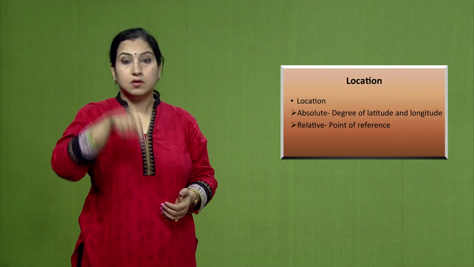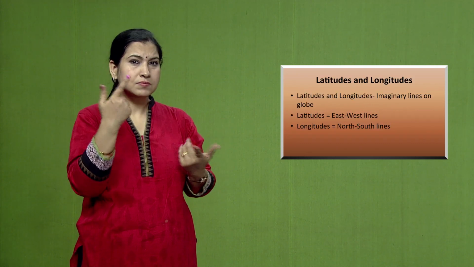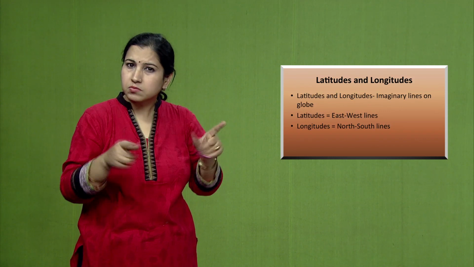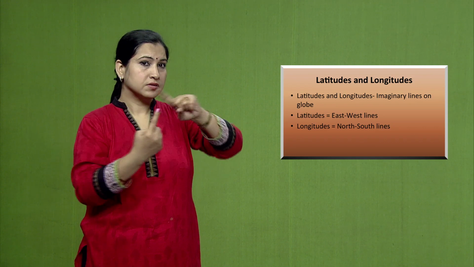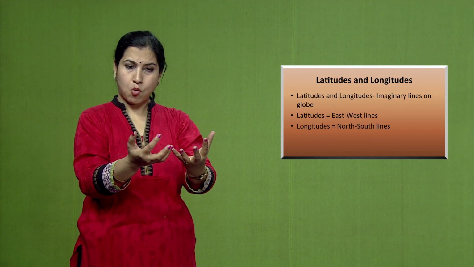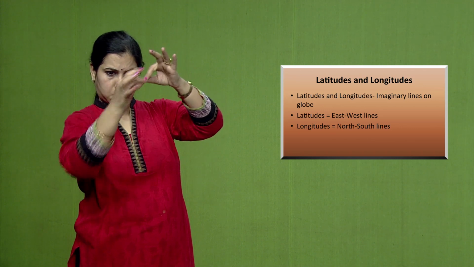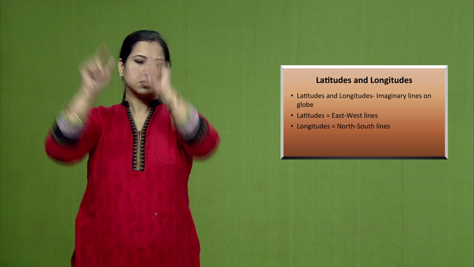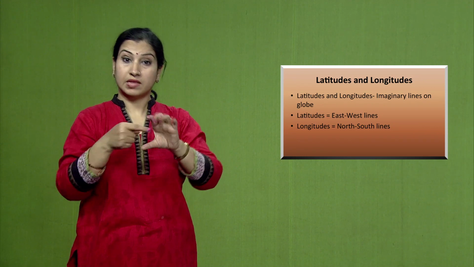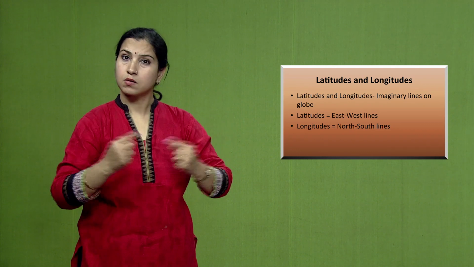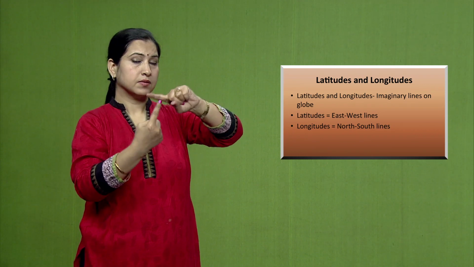Now you must be thinking, what is latitude and longitude? In general, these are the imaginary lines drawn on the globe to know the exact location of a country or place. The east-west lines are known as the latitudes and the north-south lines are known as the longitudes.